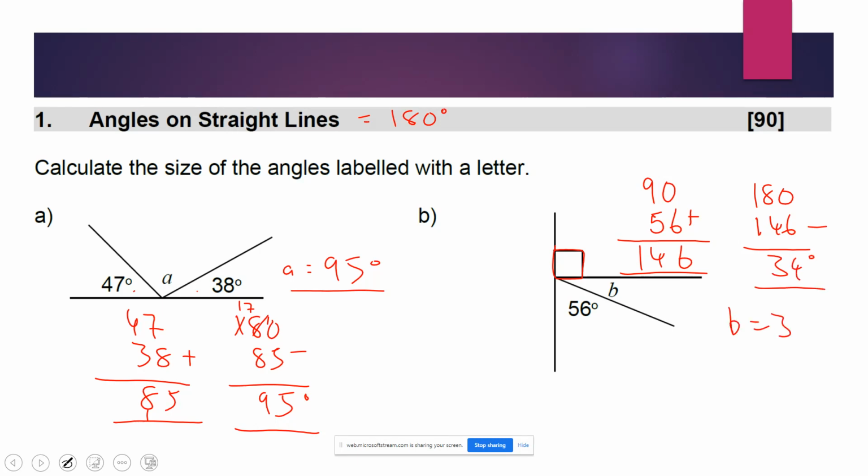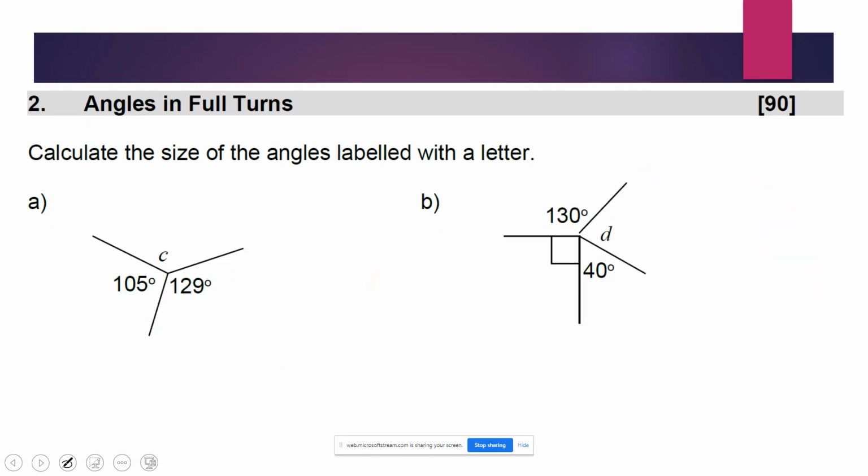B equals 34 degrees. In the exam, if they ever ask you to give reasons for your answer, they're asking you to state the rule that you've used. So you need to write this down: angles on a straight line add up to 180 degrees.